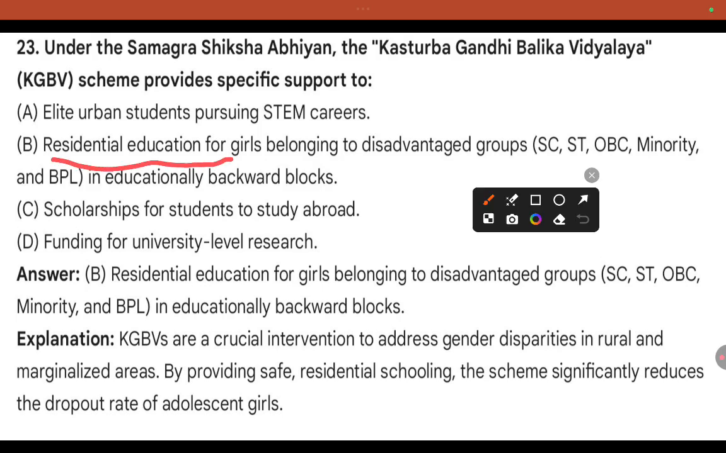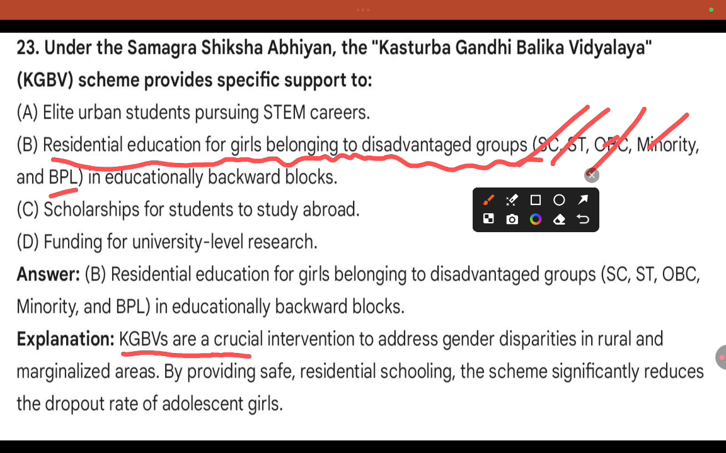Residential education for girls belonging to disadvantaged groups such as SC, ST, OBC, minority and BPL in educationally backward blocks. KGBVs are a crucial intervention to address gender disparity in rural and marginal areas. By providing safe residential schooling, the scheme significantly reduced the dropout rate of adolescent girls.